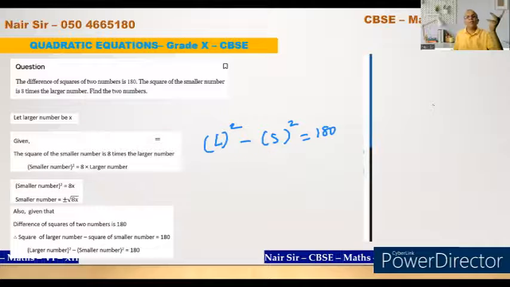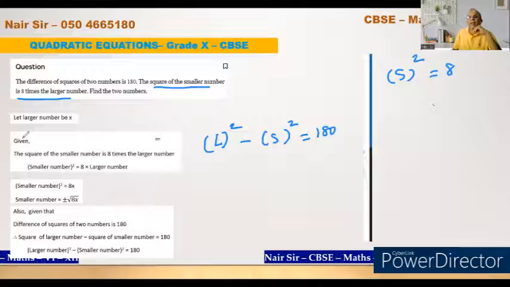But I have only been given the relation between the large number and the small number. The relation says that the square of the smaller number is 8 times the larger number. So the square number is equal to 8 times the large number. So I'm saying that, okay, let the large number be x. So what am I saying of course? I'm saying that the smaller number will be s, and s square is equal to 8x.